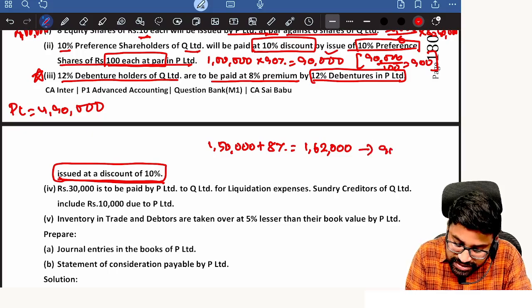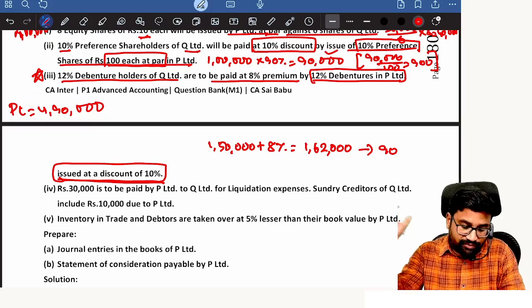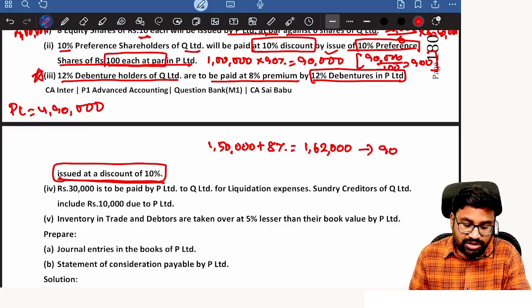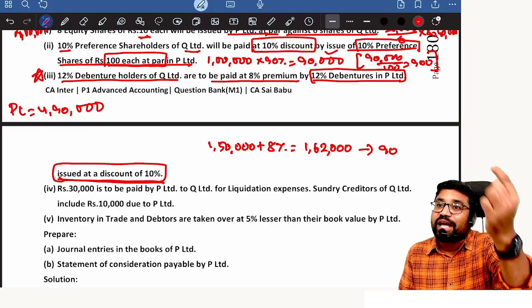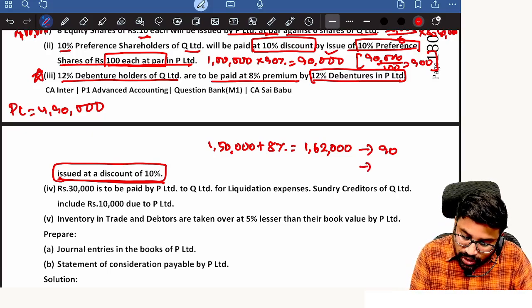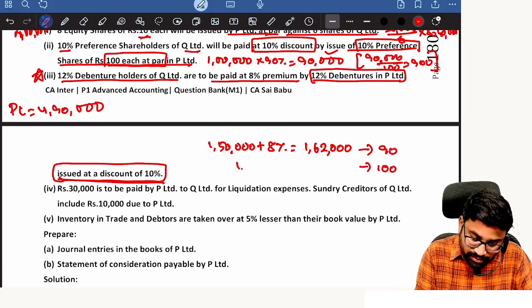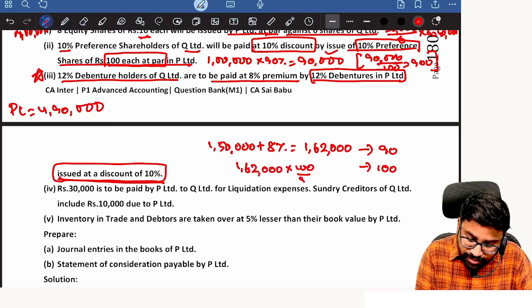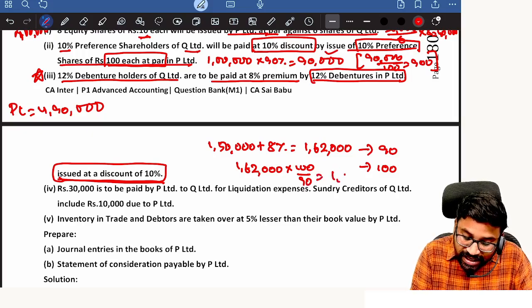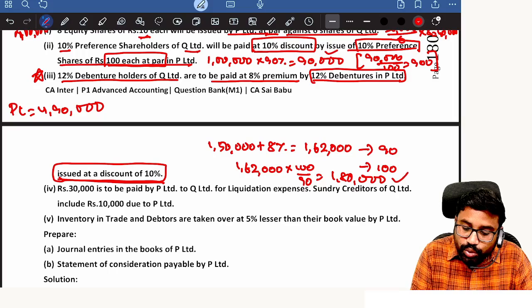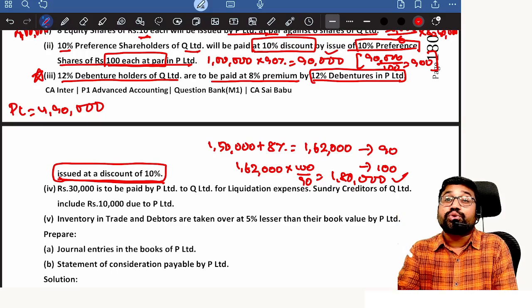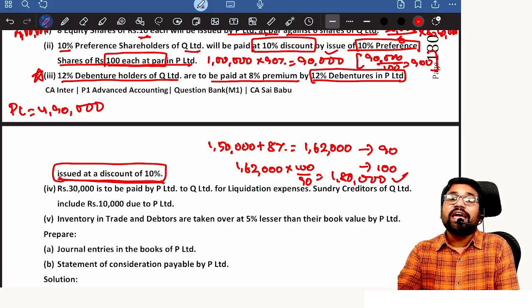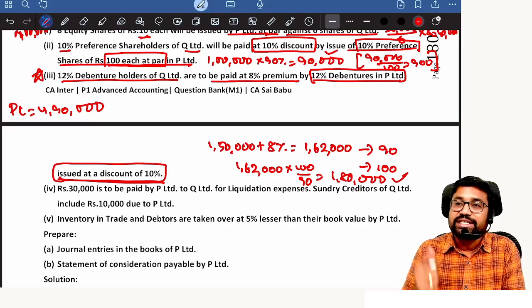That means this 1,62,000 is after discount. For example, 100 rupees is the value. With the 10 rupees discount we have given, that means 90. So this 1,62,000 is equal to 90 after discount. Suppose I convert this to 100: 1,62,000 into 100 divided by 90, that is 1,80,000. So 1,80,000 is the face value of debentures issued at a 10% discount. 1,80,000 minus 10% discount will be 1,62,000.